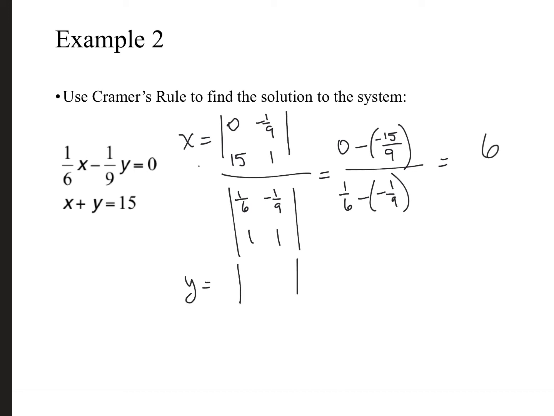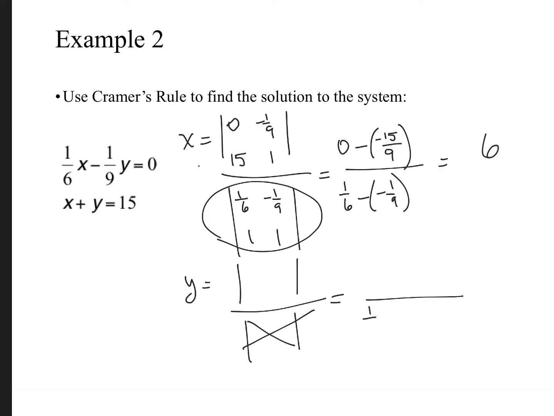So I'll have a determinant over a determinant. I'm totally okay with you not writing this one in if you've already written it in up above. I know this denominator is going to be 1/6 plus 1/9. I don't need to refill that in. So as far as the y, I'll have 1/6 and 1, and then over here I'll have 0 and 15.